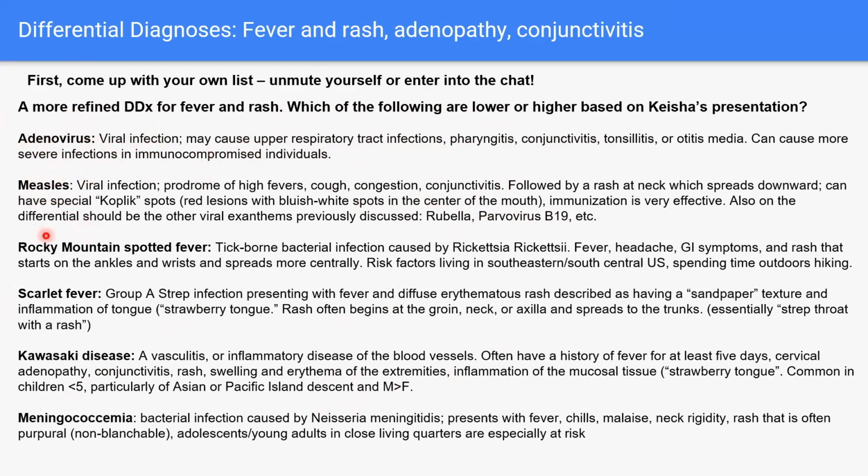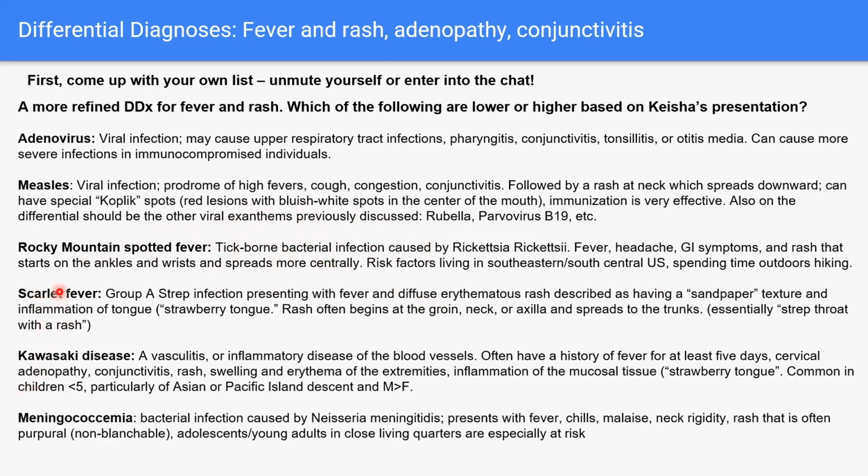Measles, we can probably just knock out in general, as well as some of those other viral exanthems that we talked about briefly, like rubella and varicella, or chickenpox. That's because she's vaccinated, right? So then our other one, Rocky Mountain spotted fever, is actually a bacterial infection that is carried by a tick. You can get it when you've been in the mountains, hiking. It's more common in the southeastern and south central US. What happens is you get a fever, and you can also get a rash that classically starts on the ankles and wrists, and then spreads more centrally to your trunk. It doesn't seem like our patient has very many risk factors for Rocky Mountain spotted fever.